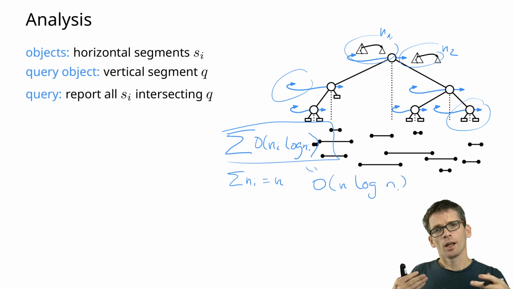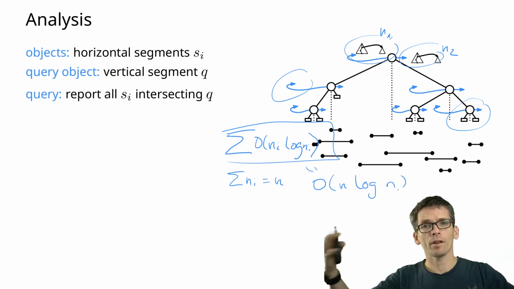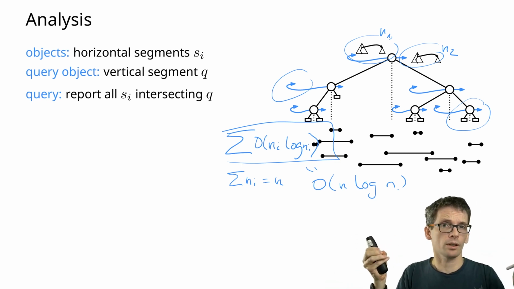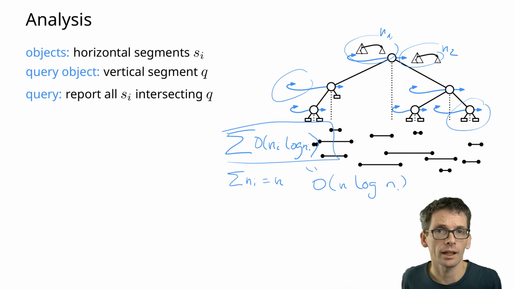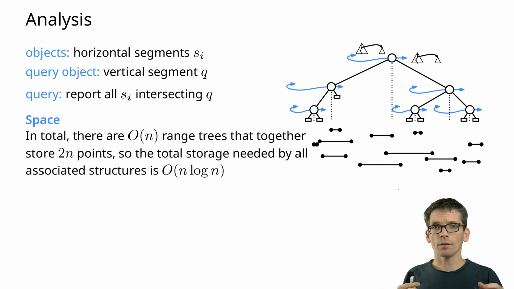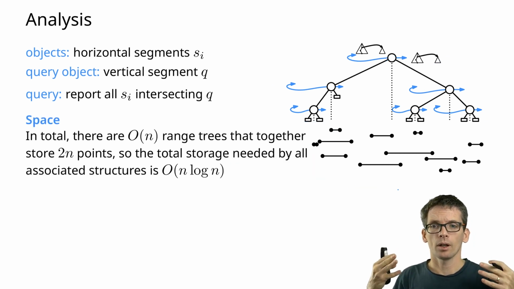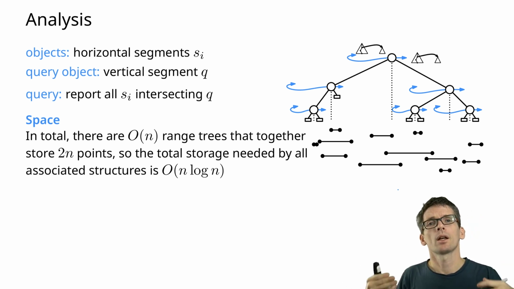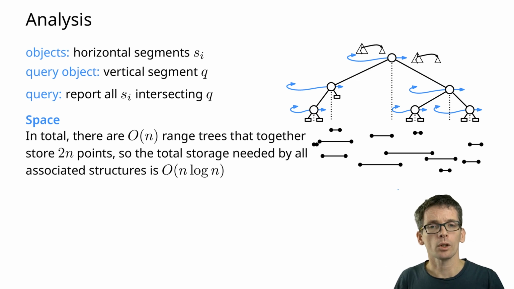You could say to some extent the worst case is if everything is one tree, then I get n log n. If I have lots of small trees, for instance, then actually I would get less storage. Okay, so that's what we have. We need to store up to a linear number of range trees. They overall store 2n endpoints. So the overall storage will be O of n log n.